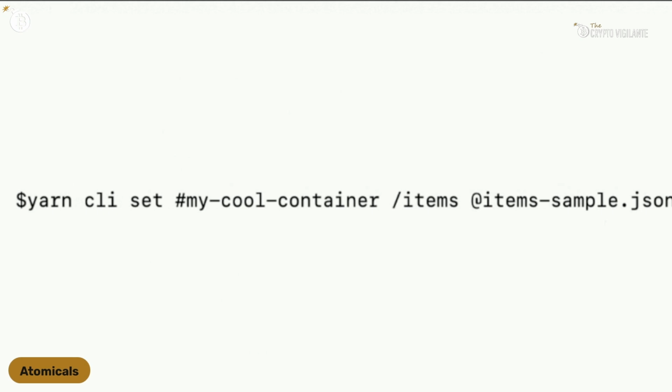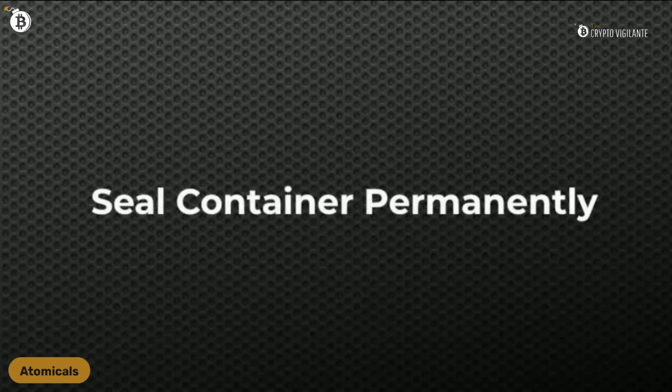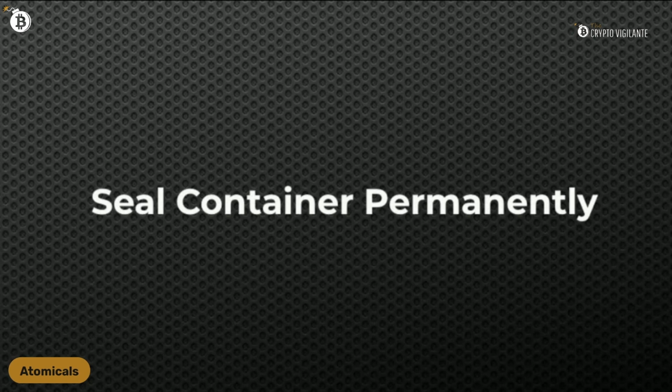So now, in place of the atomical ID, we can use the container name, and the command line knows that we're referring to the container and resolves the atomical ID underneath. We're just going to add to the items namespace the contents of the file items-sample.json, and we mint it, and it'll be updated just like updating any data on any atomical. It's just in the container context. We're literally building on everything we've created prior.